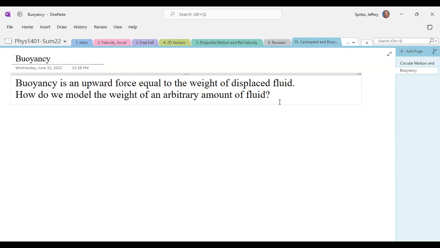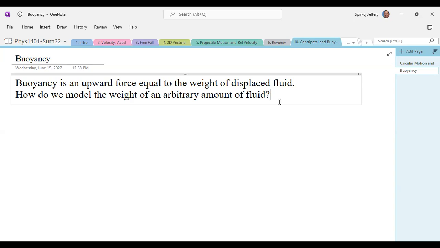Archimedes was an ancient Greek, and they built boats and stuff. So they had an idea of how buoyancy in water worked. And the principle is that the force of buoyancy is equal to the weight of displaced fluid. Now that leaves a couple of questions. And one of those questions is, how do we relate the displaced fluid to its weight? How do we model the weight of displaced fluid? So that's the first thing we need to answer.